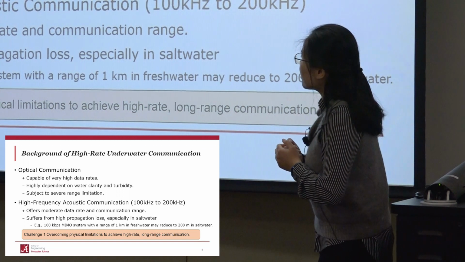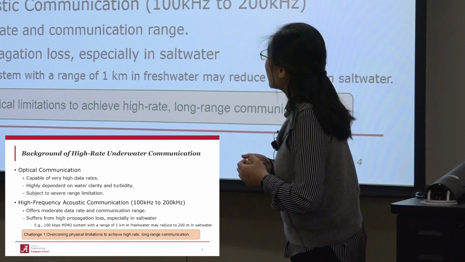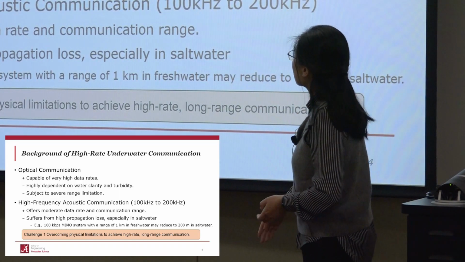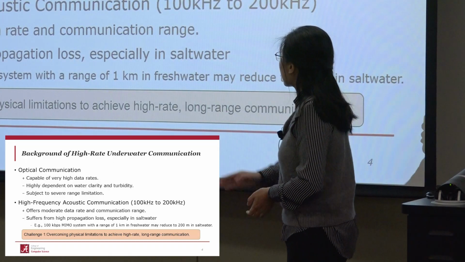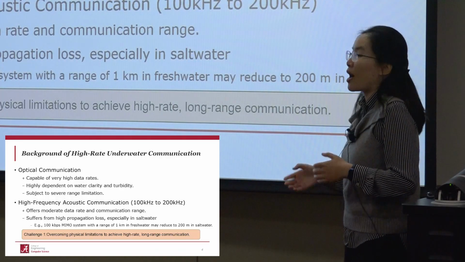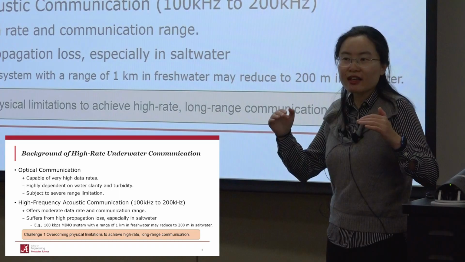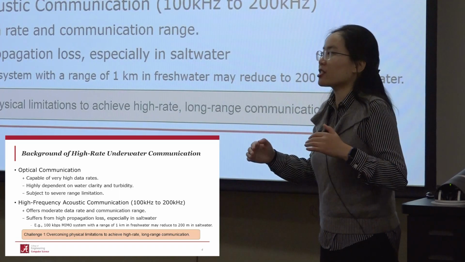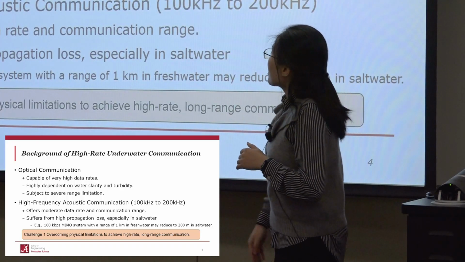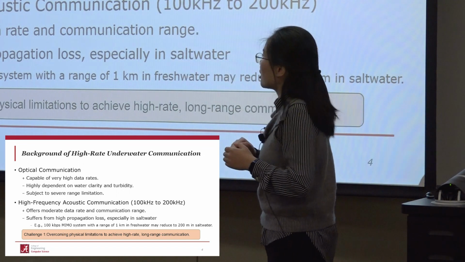An alternative solution is high frequency acoustic communication. When we increase the frequency of the acoustic signal to 100 kilohertz to 200 kilohertz, we can achieve a data rate of about 100 kbps. Although that is not very high, we can support low resolution image data transfer. So acoustic communication can offer moderate data rate and communication range.